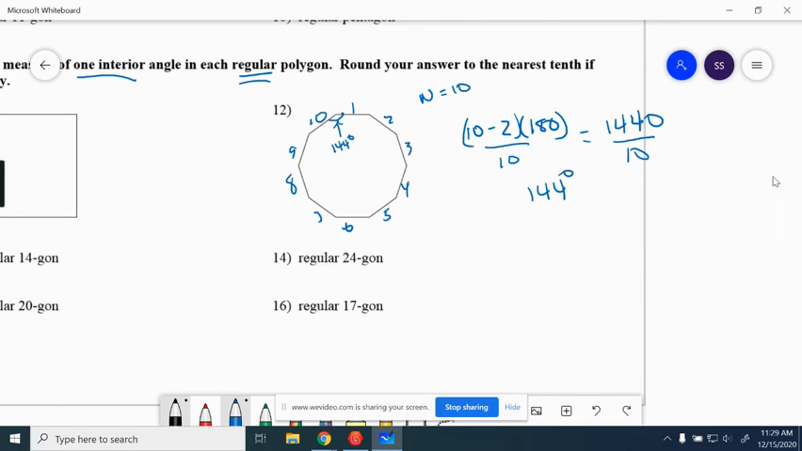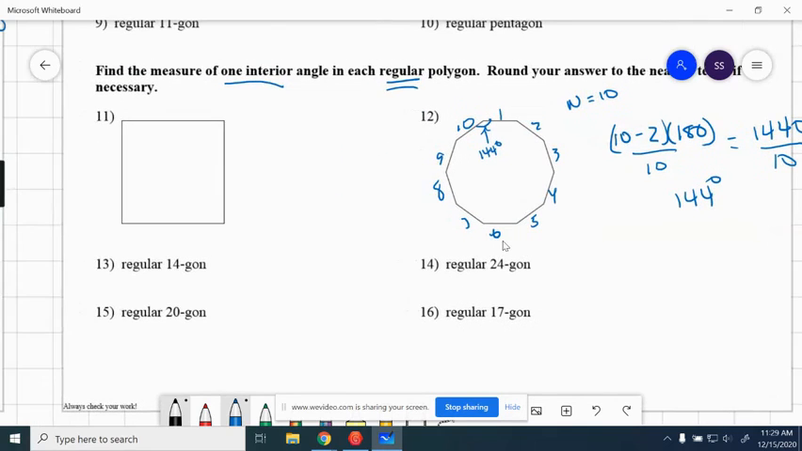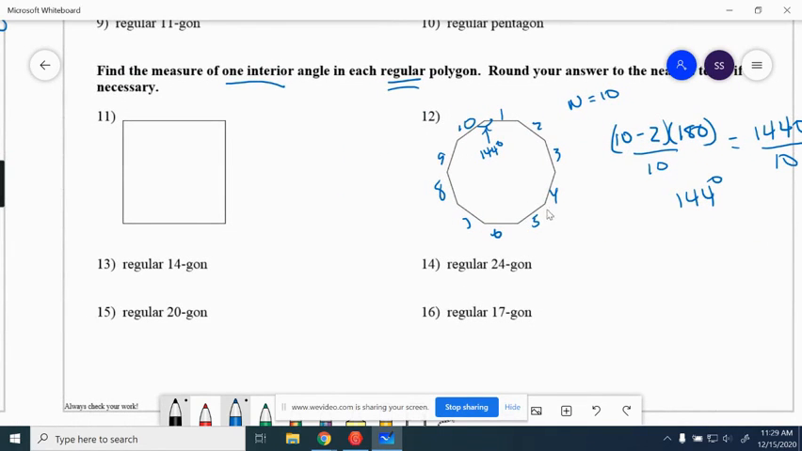Okay, that's an example of each one of them. The only thing that's changing for them are the n values. So make sure you know what you're doing with these.